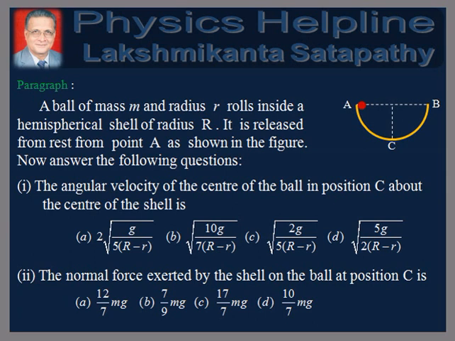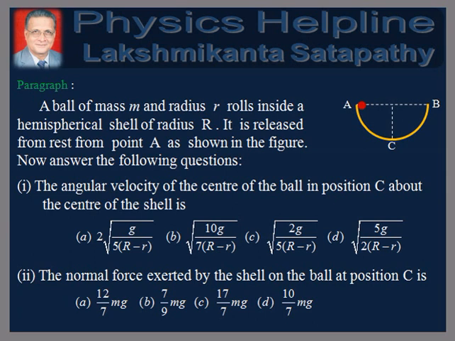Question 1. The angular velocity of the center of the ball in position C about the center of the shell is. The options are 2 times root over g by 5 into (R minus r), root over 10g by 7 into (R minus r), root over 2g by 5 into (R minus r), and root over 5g by 2 into (R minus r).